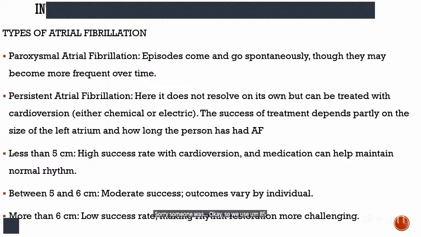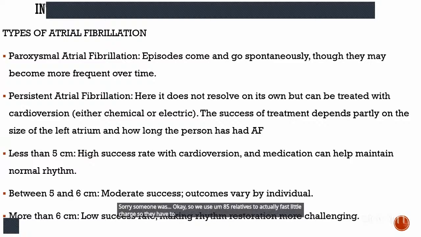So we use a defibrillator to pass a little charge to the heart to correct the beating of the heart. Also, research has shown that the success in the treatment of atrial fibrillation is dependent on basically two factors.